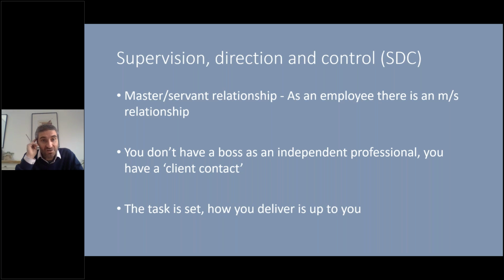Supervision, direction and control. This one's slightly easier to understand than mutuality of obligation, but actually you can still argue it out and it still can get difficult. So you hear lots of phrases, I think this goes back to Ready Mixed Concrete as well. You get this master-servant relationship thing where an employee is the servant and the employer is the master. It all sounds very archaic, but we know what they mean.